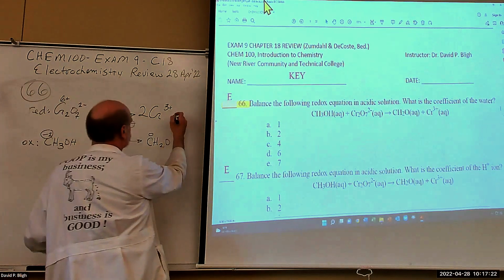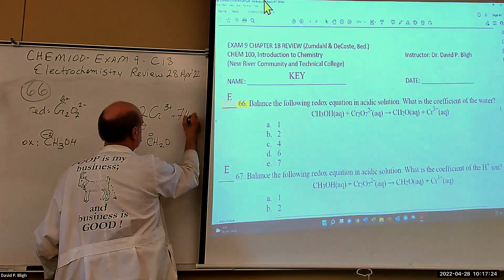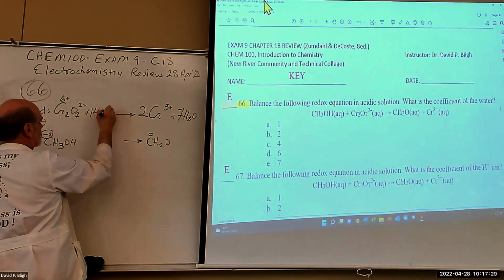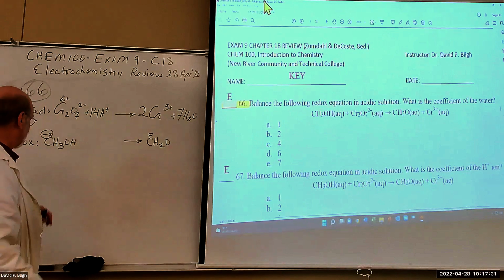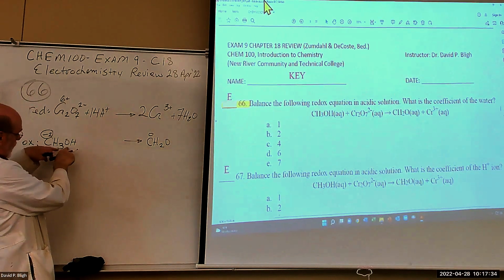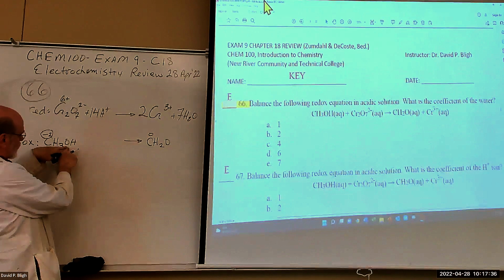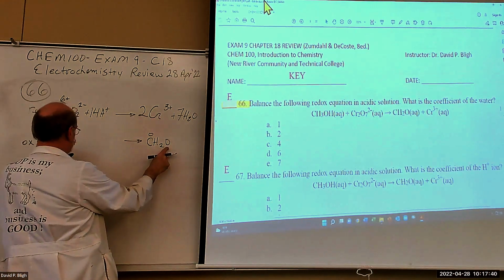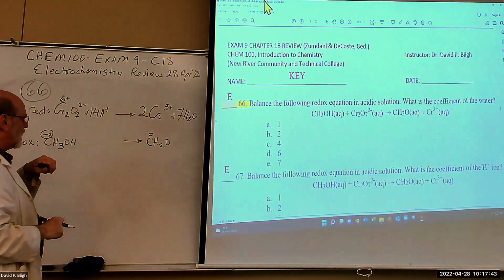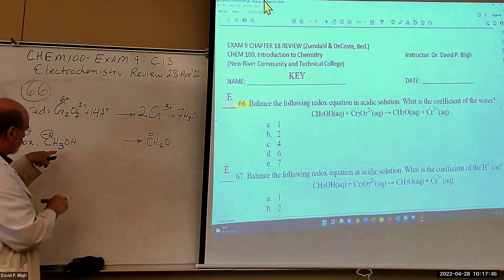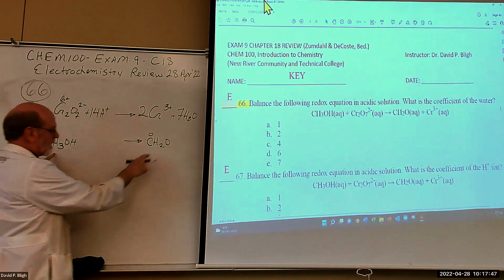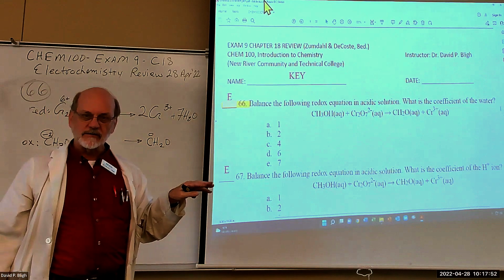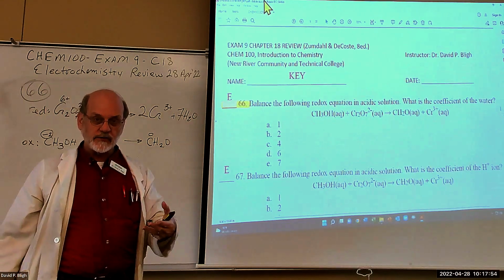So on this side, we need 7 oxygens and 14 hydrogens on this side. Okay. Down here, we have 1 oxygen there, 1 oxygen there. But we have 4 hydrogens here and 2 hydrogens there. In this case, we don't have to balance the oxygens. We only need to balance the hydrogens.